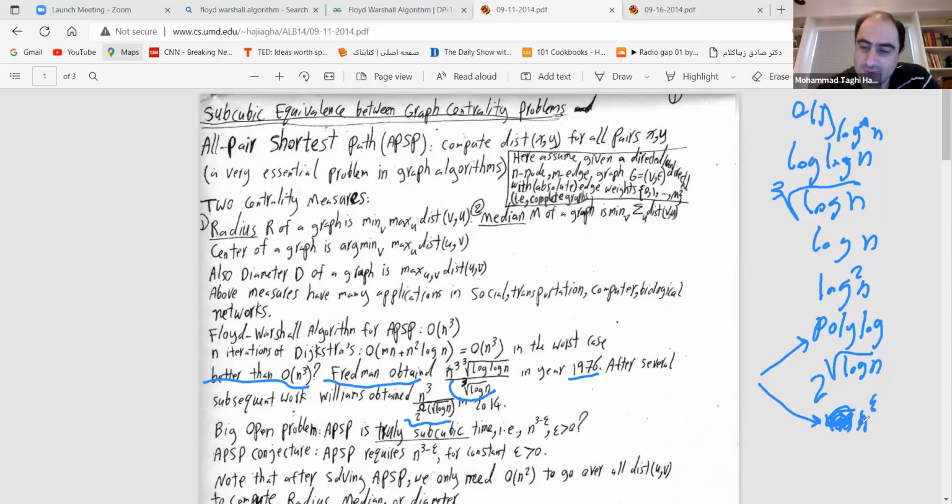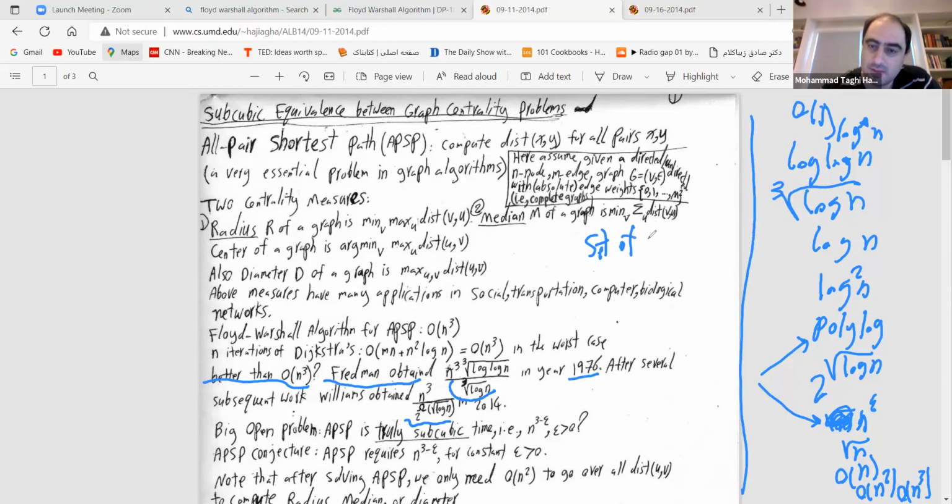And then after that, we have n to the epsilon in general, maybe a square root of n, and then we have order n. Sometimes order n squared or n cubed, and so on and so forth. So this is the set of important bounds. And this is very important.